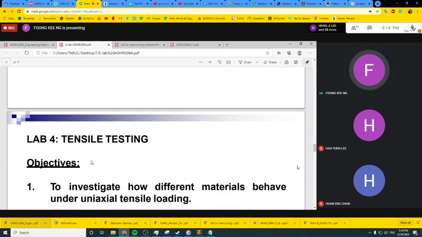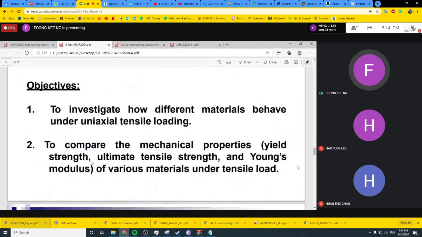I just uploaded it today. So the next one is the tensile testing. Tensile testing is about the behavior of materials when subjected to force applied vertically, which is perpendicular to the area exposed based on the sample dimension.